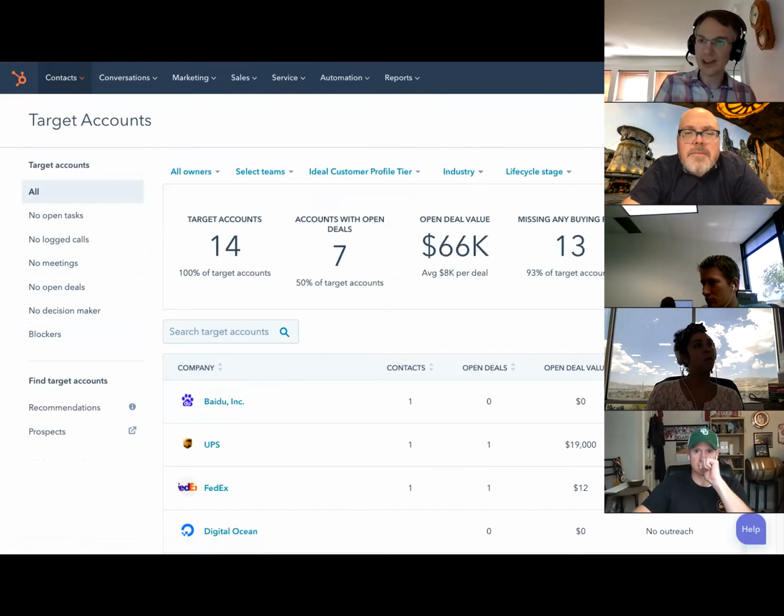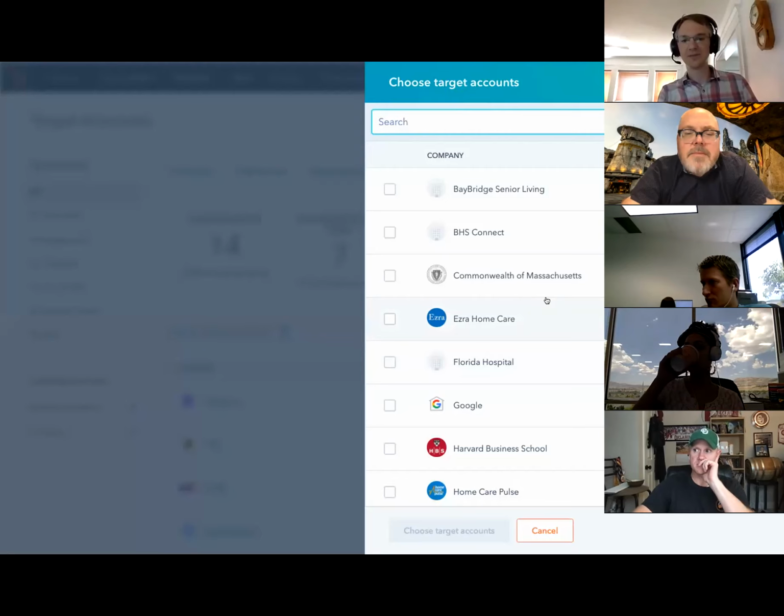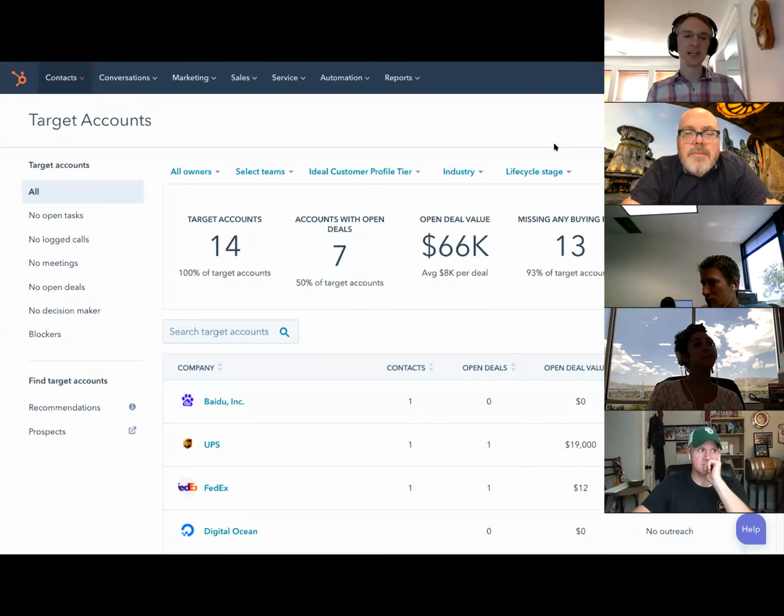Also, a third way to choose a target account is to just select them from in here. This is your full list of companies. You can search them and add them here. So that's target accounts home.